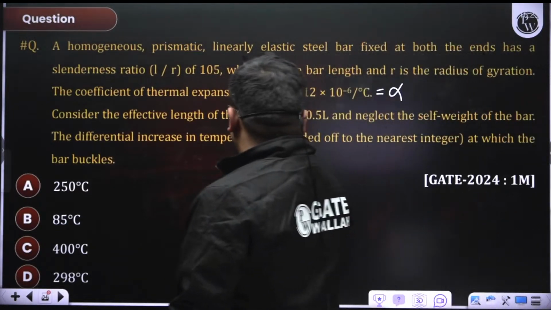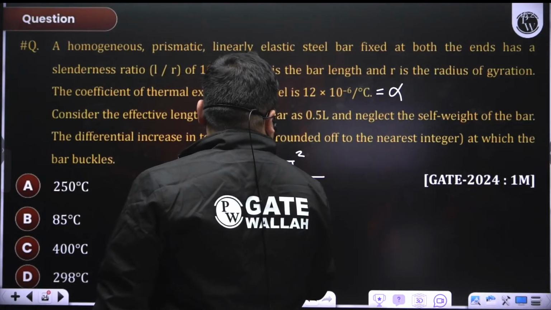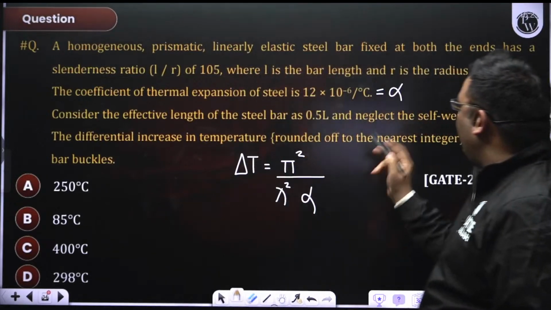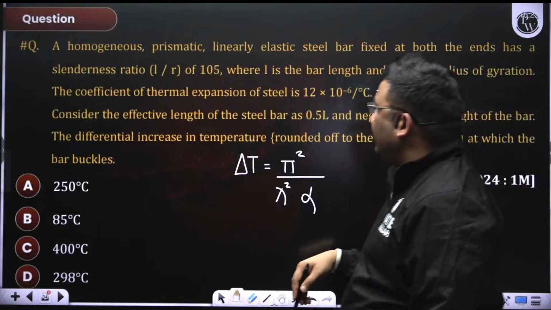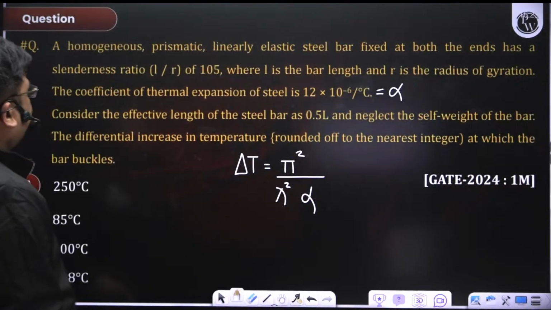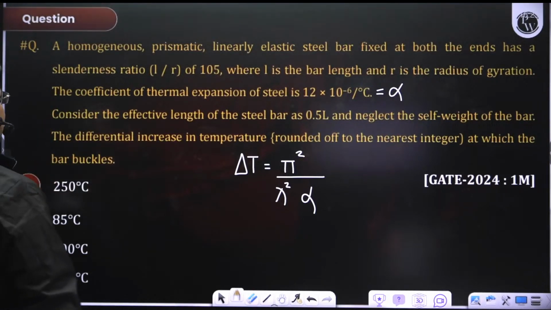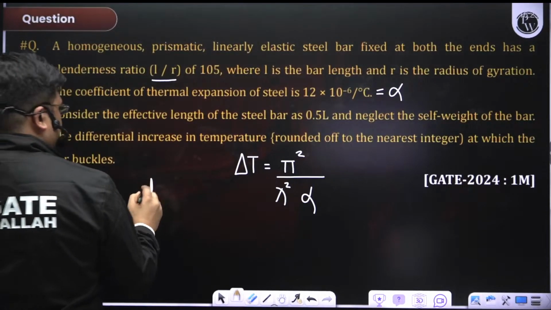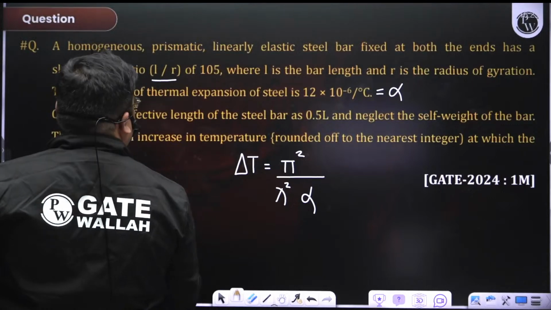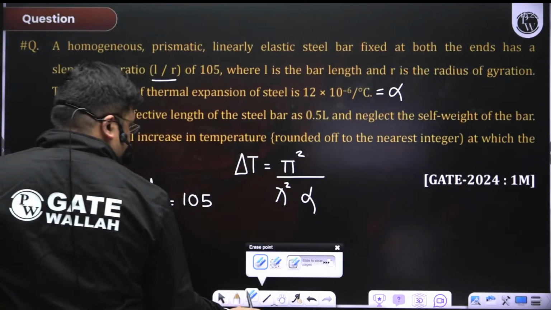What is the temperature that I got? Pi square by the slenderness ratio square into alpha. So alpha is given here. Now pi square we know. How to find out the slenderness ratio? What is given? They have mentioned L by R is given. There's some misprint in this question. It should be L by R only. It is not the slenderness ratio, it is only L by R. We'll remove this.